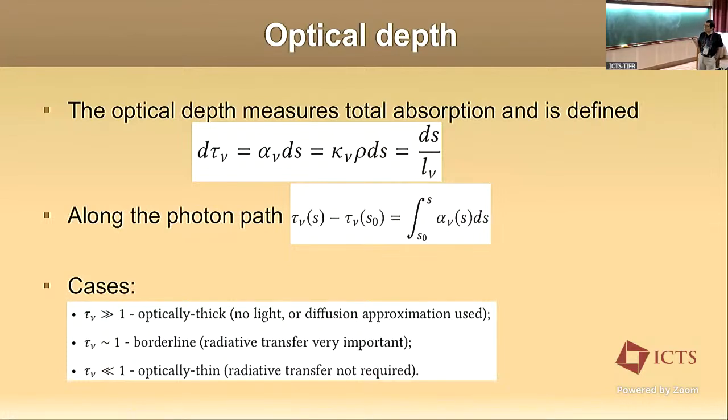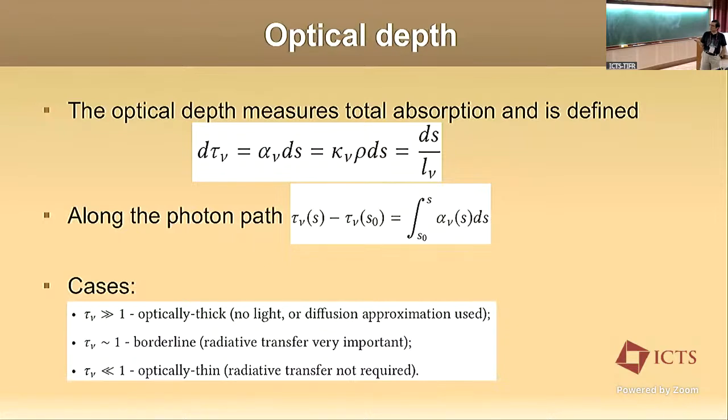Now, if you consider the possible cases for the optical depth, there are three obvious ones. Remember, this is just a number. So when I say something is bigger than 1 or smaller than 1, I don't need to specify what the 1 is. 1 is 1. It's just a number.